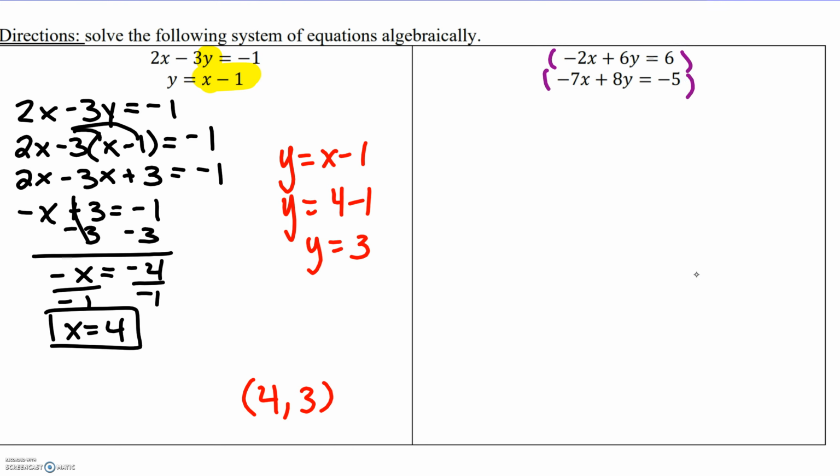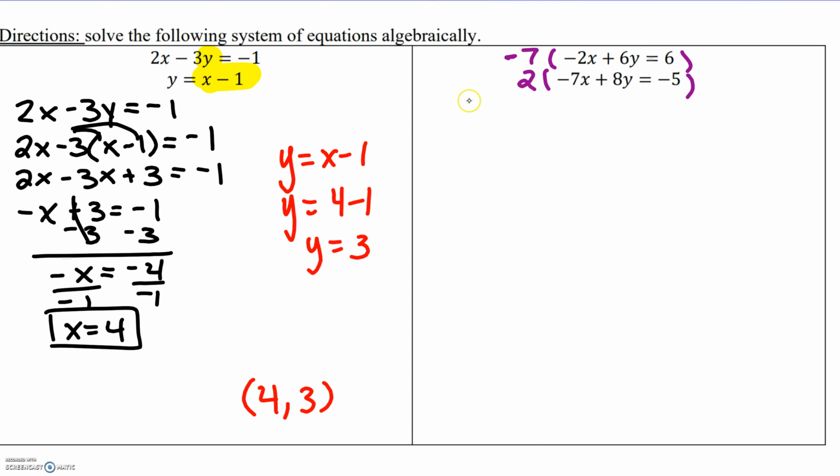Nothing cancels out right away, so we do need multipliers. You'll notice that the x values right here are both negative, so we need our multipliers to have opposite signs. So I'm going to put a 7 here and a 2. Take the 7 from the bottom, bring it up top, the 2 from the top, bring it to the bottom. And I'm just going to make the 7 the -1.